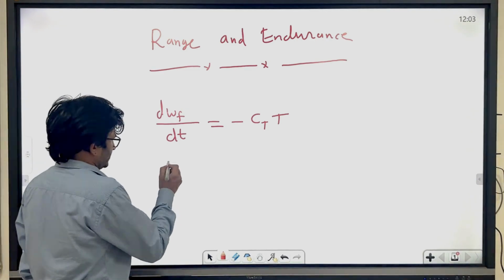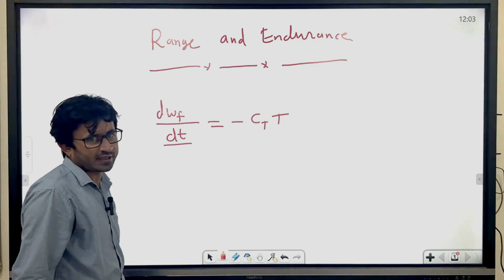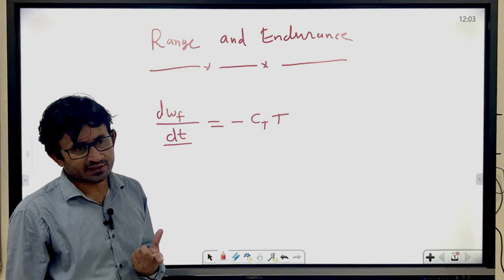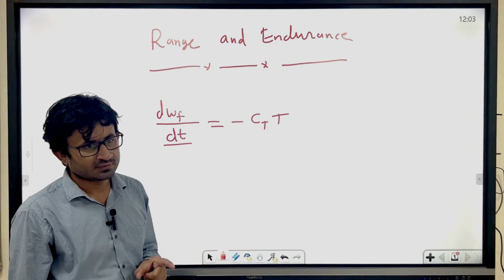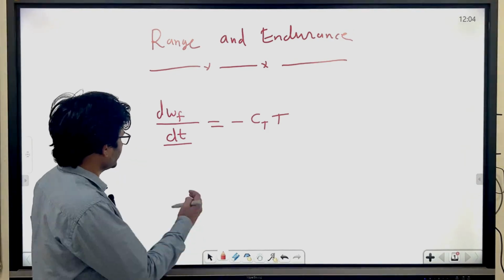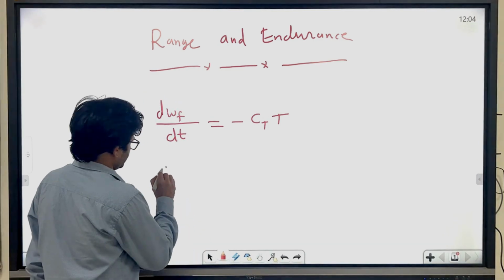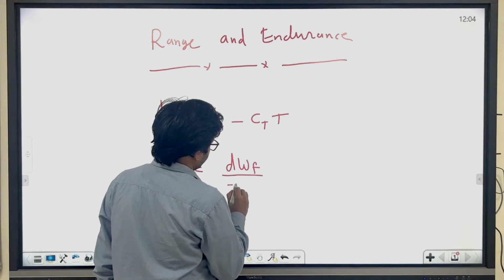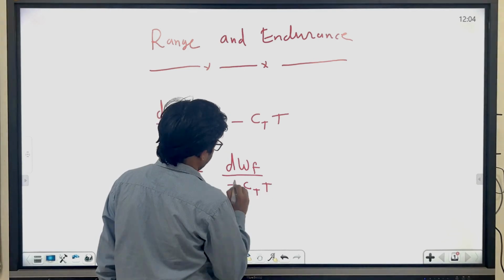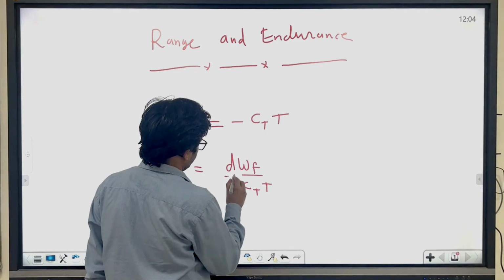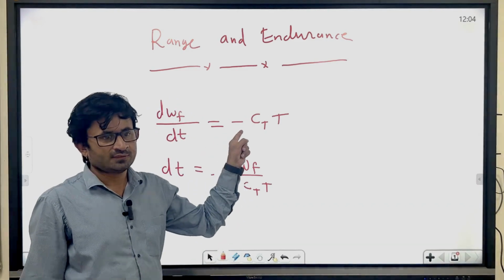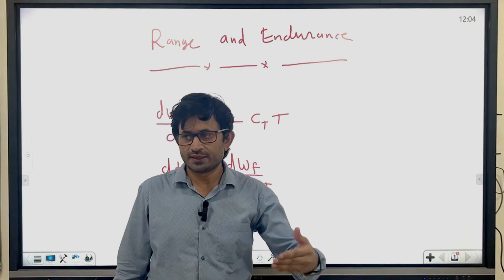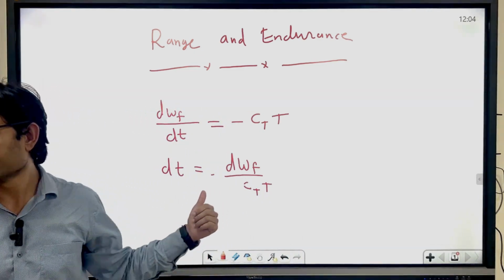Now see, dt is written here, right? dt is nothing but the time, and if you integrate this dt you will get the total time. And what I said with the definition, total time is endurance, right? So you take dt on one side, and dWf over minus Ct into T. And why the minus sign? Because at every instant your fuel is being consumed, decreasing, right? So that sign indicates negative.